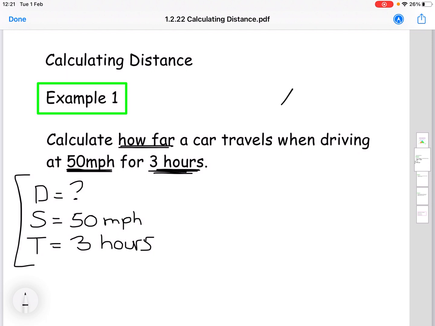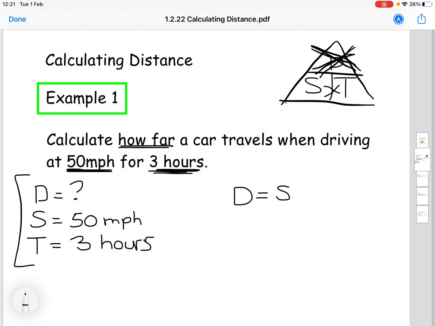So if we were to quickly jot down our triangle, we've got distance, speed and then time. We're going to use that to remind ourselves that if you were to cover up the D for distance, we're left with S and T side by side. So your formula is distance equals speed times time. And you need to start writing the formulas out so that you memorise them.